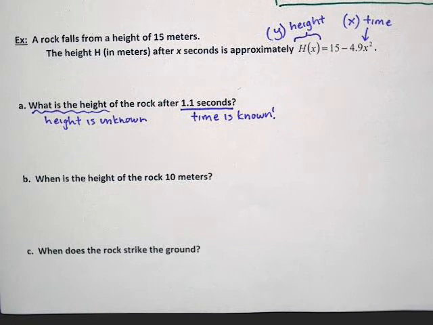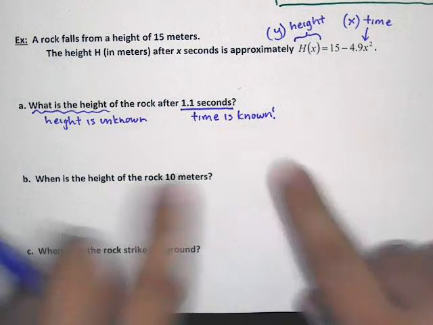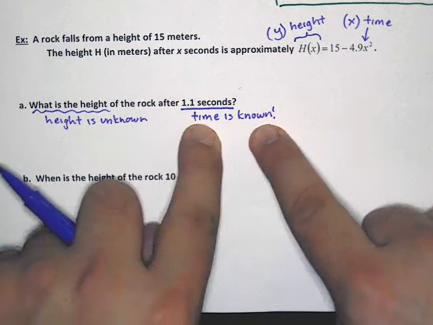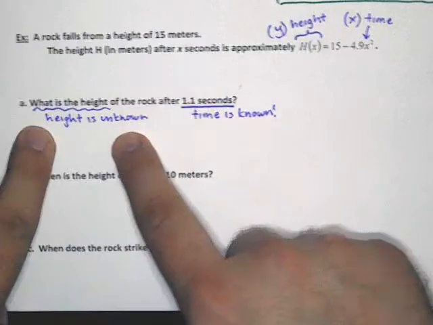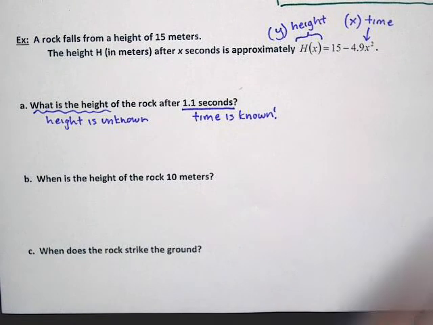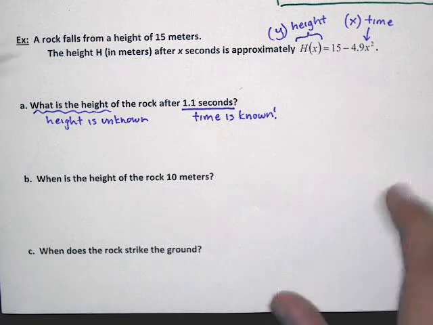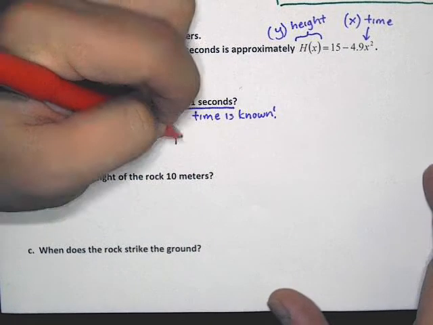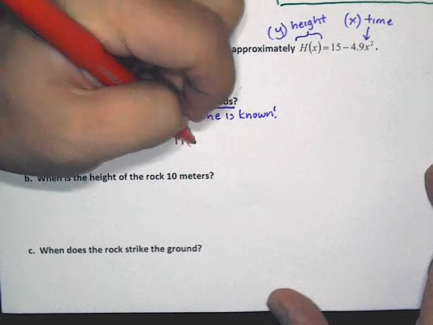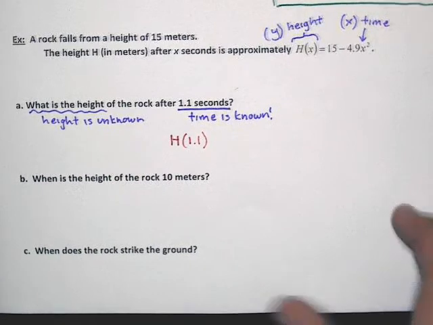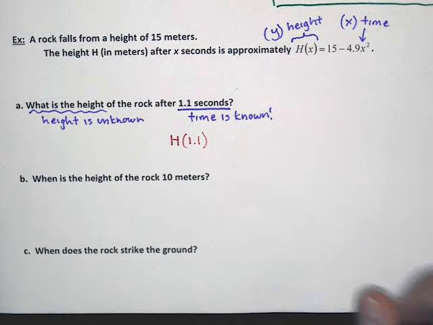That's good. That's helpful. That means that we are going to be plugging in something known, a time, and getting out our unknown. So what does that look like? Well, I know that I'm trying to find the height at a time of 1.1 seconds. So I'm going to plug 1.1 into my function.